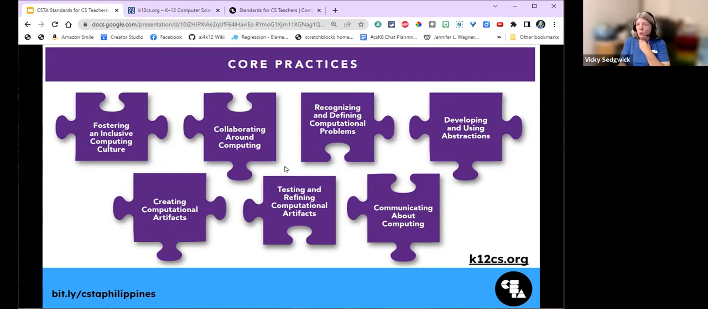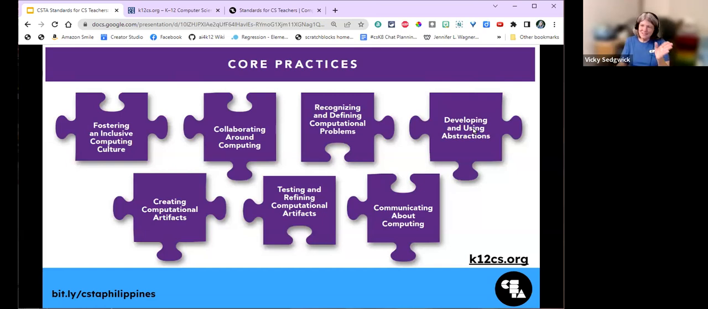Okay, so they should be able to foster an inclusive computing culture. They should be able to create artifacts, collaborate, test and refine, recognize and define computational problems, communicate about what they're doing, and develop and use abstractions.